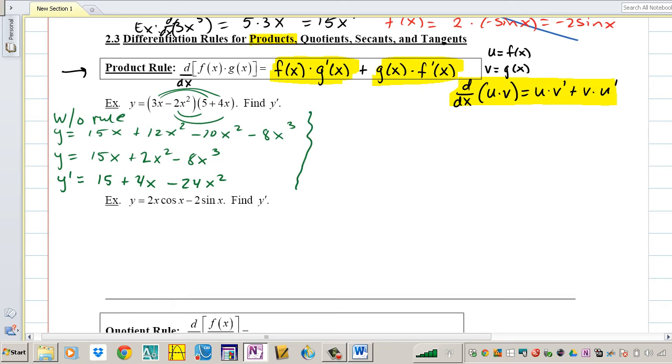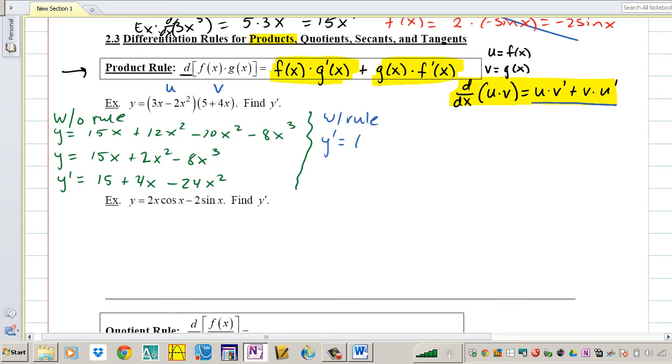Now let's do this with the product rule. I'm not saying the product rule is easier, but it definitely will be in the next example. So let's do this with the rule. The rule says from the very beginning, we're going to take the u and the v and use the product rule of u times v. So let's see what u times v is. The derivative of u times v is u v prime plus v u prime.